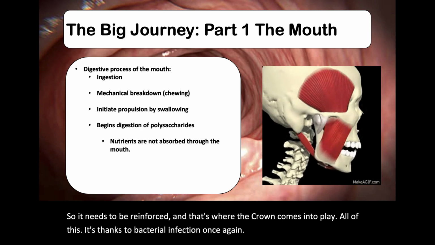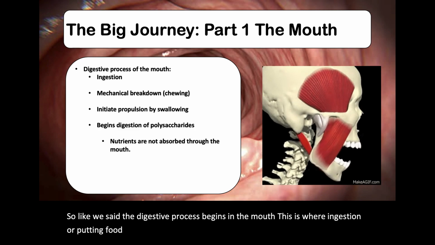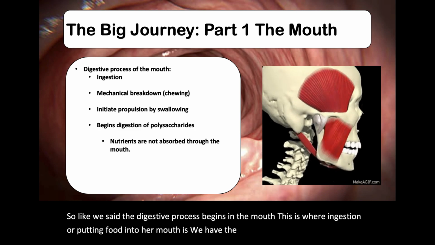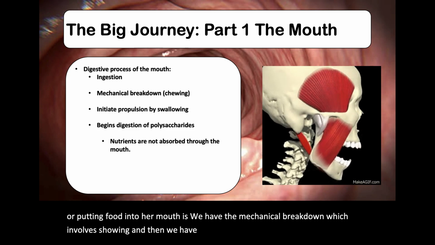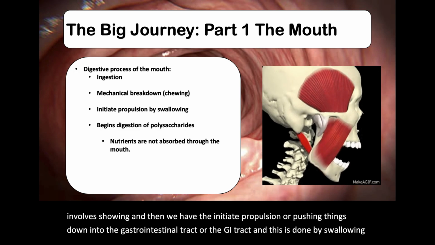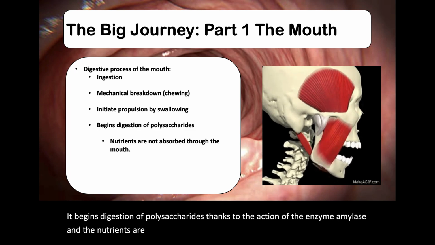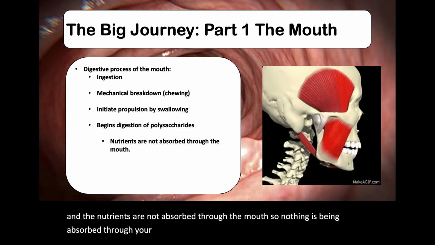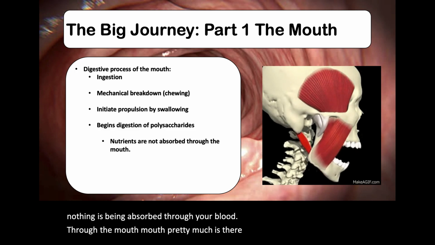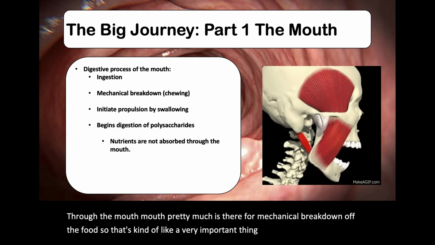So, like we said, the digestive process begins in the mouth. This is where ingestion, or putting food into our mouth, happens. We have the mechanical breakdown, which involves chewing, and then we have the initiation of propulsion, or pushing things down into the gastrointestinal tract, or the GI tract, and this is done by swallowing. It begins the digestion of polysaccharides thanks to the action of the enzyme amylase, and the nutrients are not absorbed through the mouth, so nothing is being absorbed into your blood through the mouth. The mouth pretty much is there for mechanical breakdown of the food. So that's a very important thing to keep in mind.